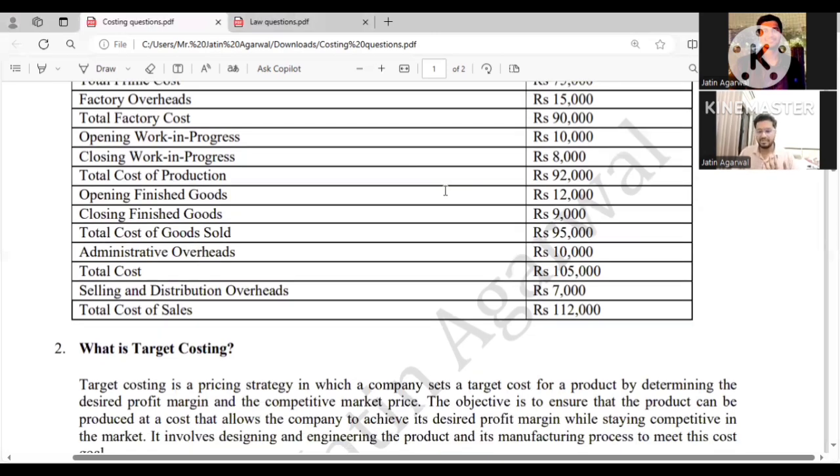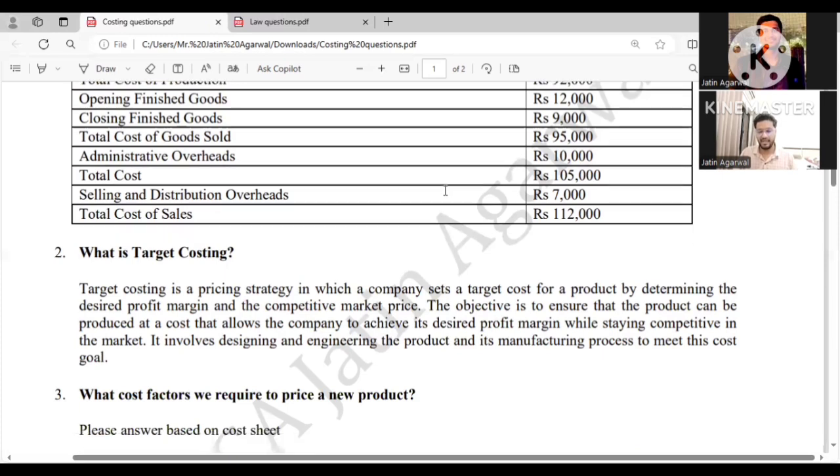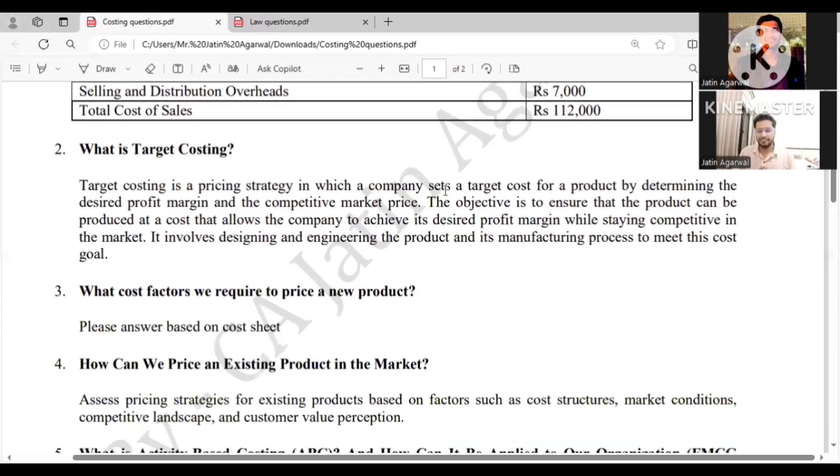And second, what is target costing? Target costing is a pricing strategy in which the company sets a target cost for a product. Suppose the selling price is 50,000, in which your target profit is 20%. So the target cost is 40,000, right? The objective is to ensure that the product can be produced at a cost that allows the company to achieve its desired profit of 20% in our case, that is rupees 10,000.